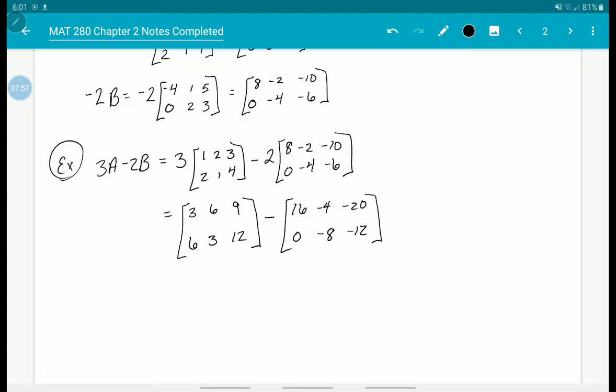And then if we were to subtract, remember we subtract like components. So 3 minus 16 is negative 13. 6 minus negative 4 is 10. 9 minus negative 20 is 29. 6 minus 0 is 6. 3 minus negative 8 is 11. 12 minus negative 12 is 24.